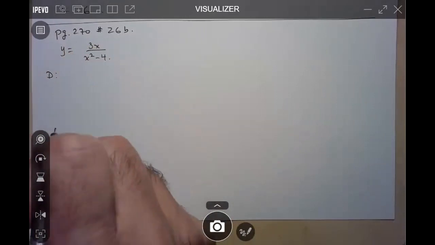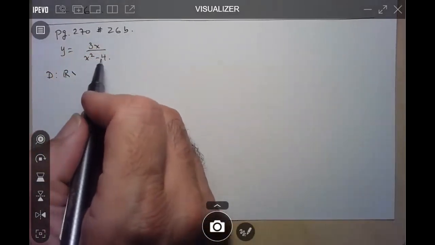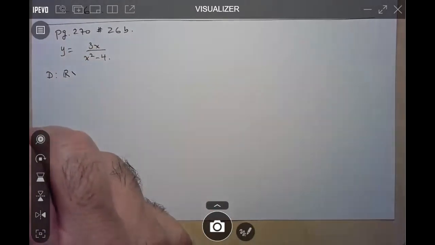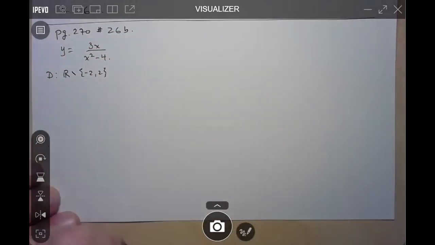So the domain here is going to be all real numbers, except the only thing that makes the denominator 0 would be 2 and -2. So I'm going to exclude 2 and -2.